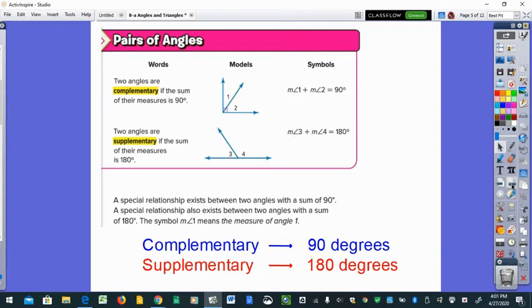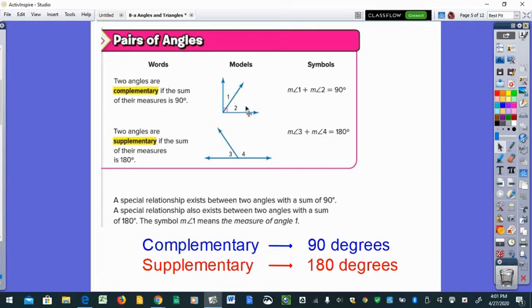Okay, next up, we added 2 other pairs of angle relationships in 7th grade. One was called complementary and one was called supplementary. Complementary angles add up to 90 degrees. Now, when you see this little m in front of the angle, that means the measure of angle 1. That little m is an abbreviation for the word measure. So when you're talking about degrees, you put the little m in front so that everybody knows this is a number. It's not just the picture of the angle. So the measure of angle 1 plus the measure of angle 2 has to equal 90 degrees.